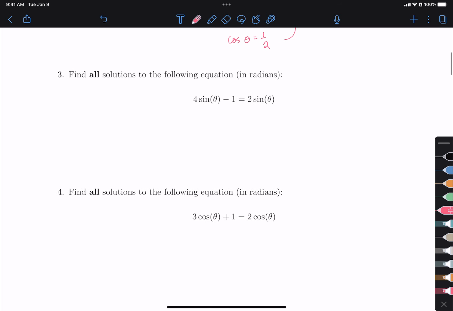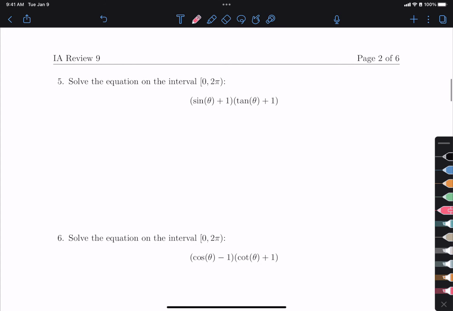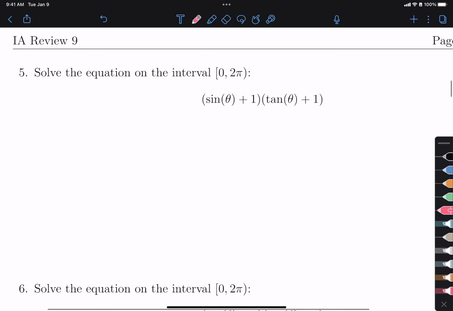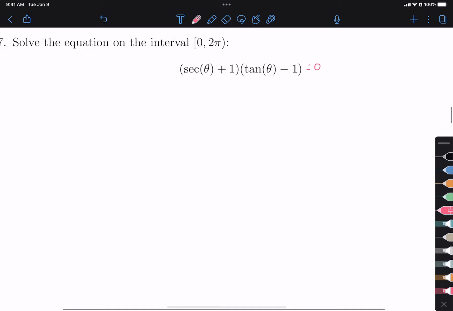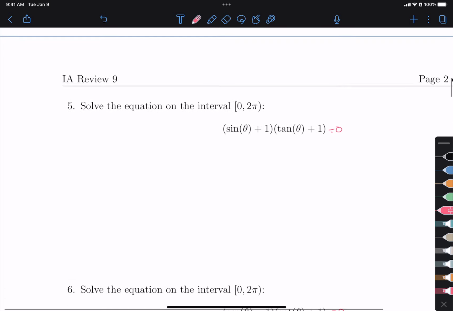So I'll let you guys do these two now, but we'll move on to number 5. So solve this equation on the interval. Do not expand these terms out, right? Oh, these should all be equal to 0. That's my bad. So equals 0, equals 0. Okay, now let's work on these.